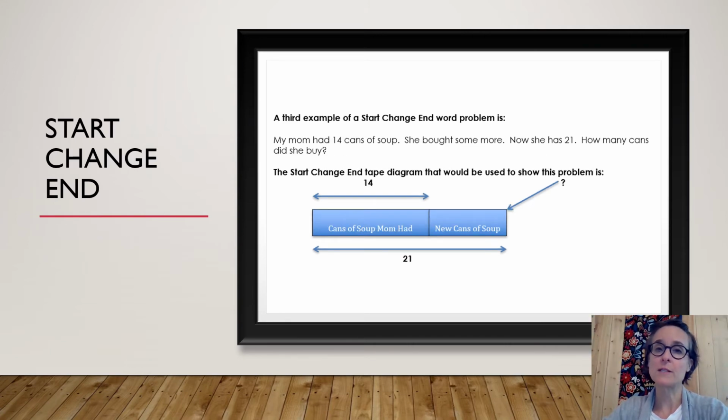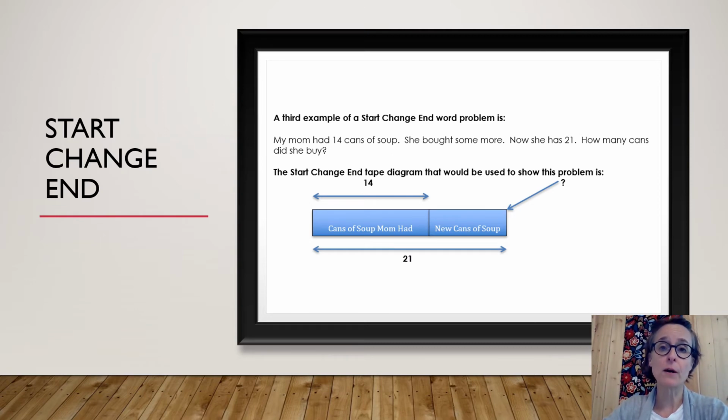Here's one more example of a start, change, end problem. My mom had 14 cans of soup. She bought some more. Now she has 21. How many cans did she buy? In this problem, we know the whole is 21. She has 21 cans of soup altogether.